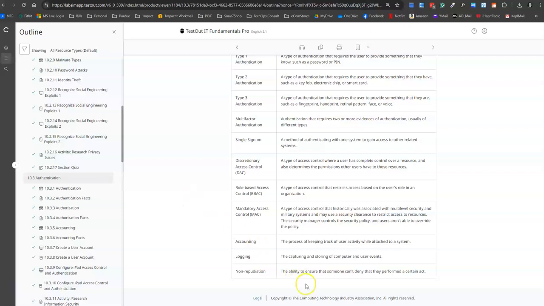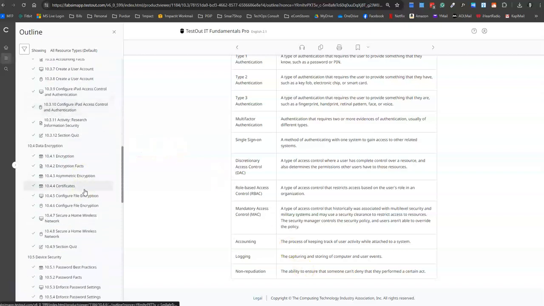Now, non-repudiation is the fact that someone can't deny that they have been in there. They can't say, oh, I was there at this point. No, you weren't. It shows right here you haven't logged in. If you did, it was an unsecure way of doing it. You didn't go through a single sign-on. You didn't go through that multi-factor authentication to get in there. So authentication is very important when it comes to cybersecurity as well.